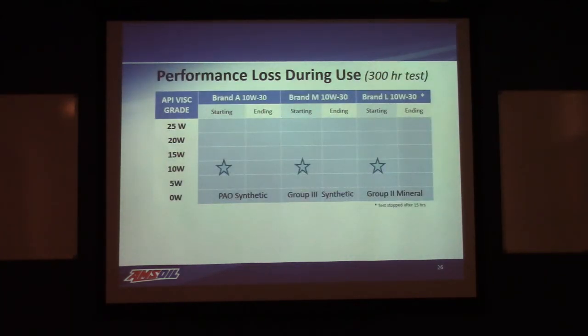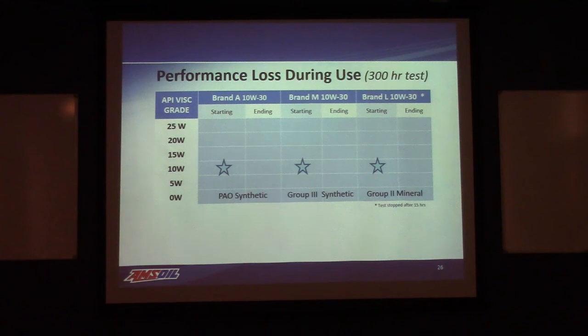Also too, here's a good comparison of deterioration or change in properties due to use. We've got 3 examples here. I know you've seen this before. This will give you a little more insight into it. The first one's a PAO, second one's a Group 3, third one's a Group 2. What we did is we put them in a simulated engine test for 300 hours. All 3 are 10W30 engine oils.